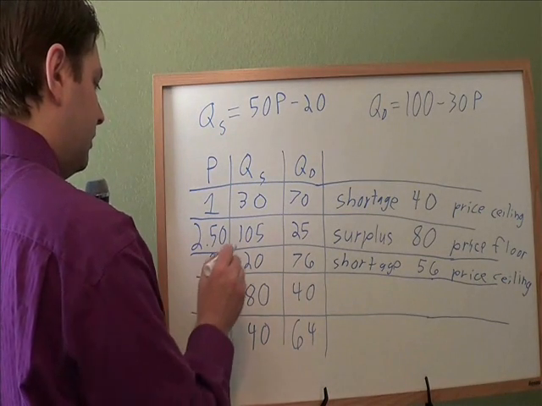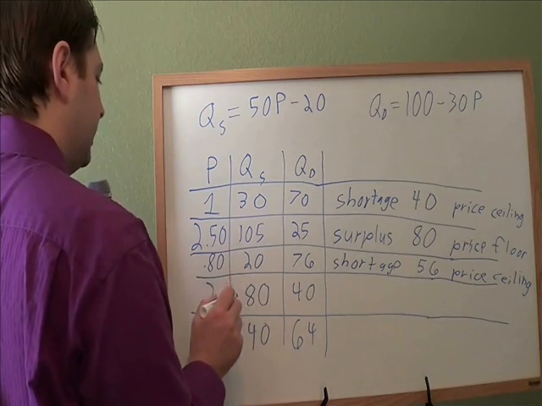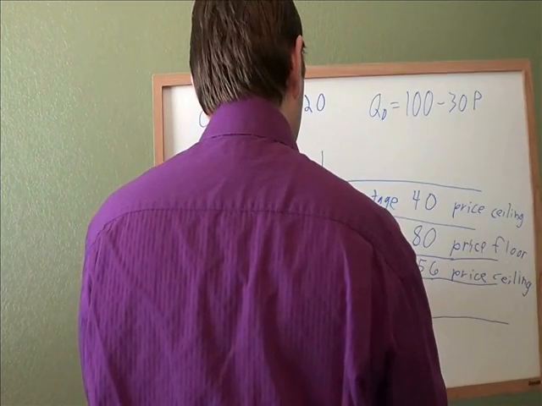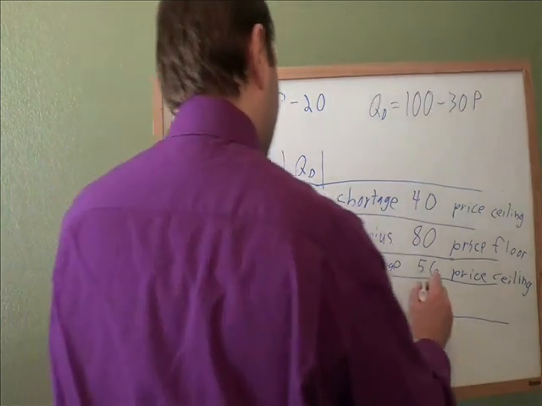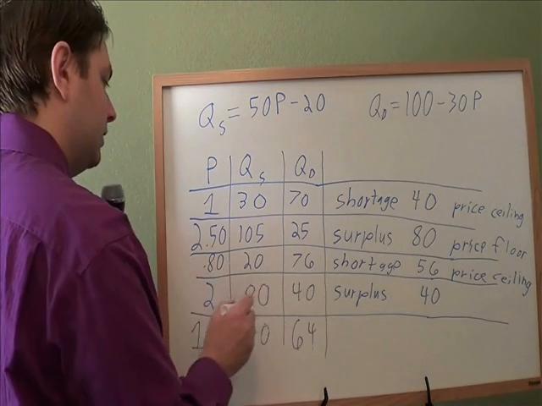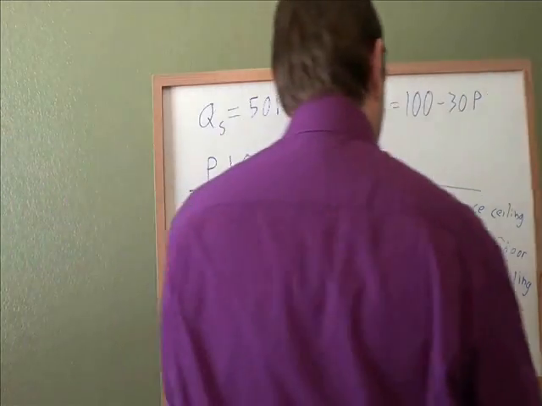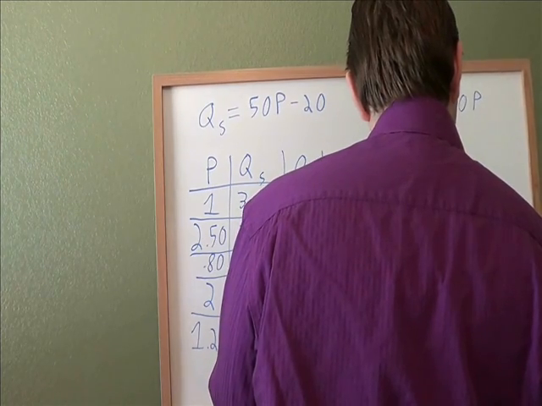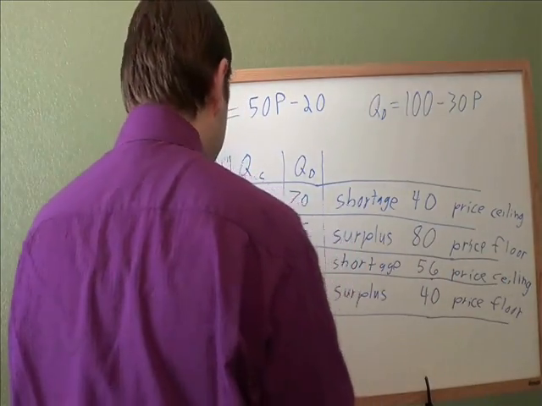At $2, we've got a quantity supplied of 80, a quantity demanded of 40. Who's bigger? The quantity supplied. When the quantity supplied is bigger, that is a surplus. How big is that surplus? 80 minus 40. That's a surplus of 40 candy bars a week. Of course, if you have a surplus, you've got too many, you'd like to put them on sale so you can sell more of them. If you're not allowed to do that, it's because the government has a price floor that won't let you lower the price. Price floor always goes with surplus. Price ceiling always goes with shortage.